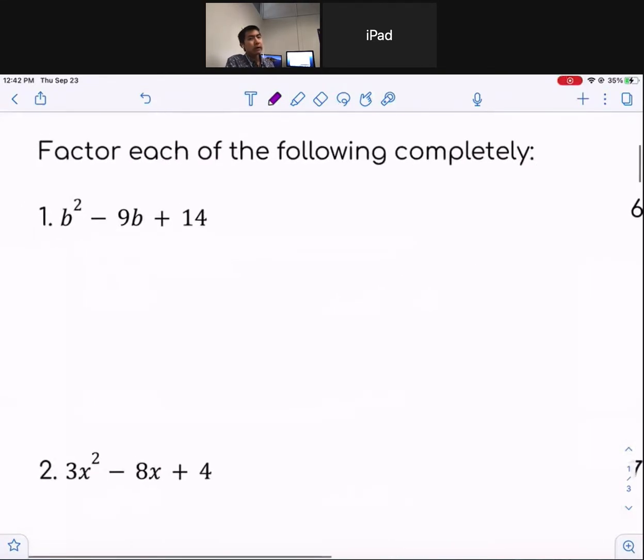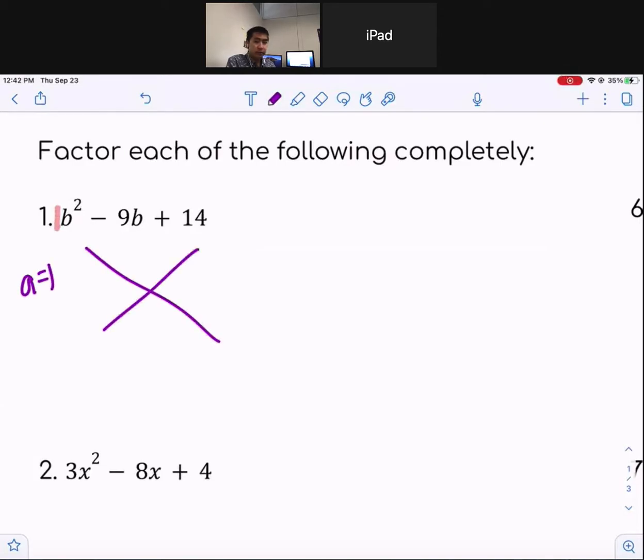So for number 1, remember, always ask yourself this question: can you factor out everything? For number 1, we can't. Nothing is factorable at this point. We have 3 terms, and if we have 3 terms, it's a equals 1, a greater than 1, or u sub. So this one is a is equal to 1 situation.